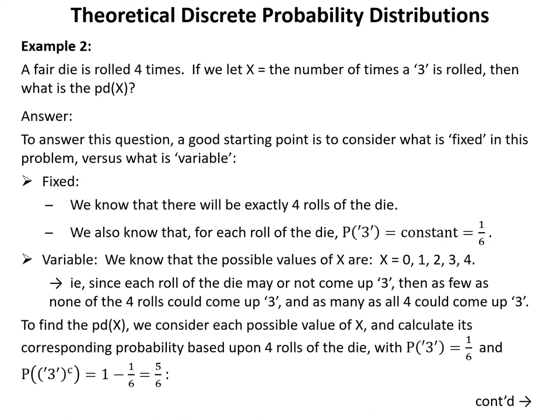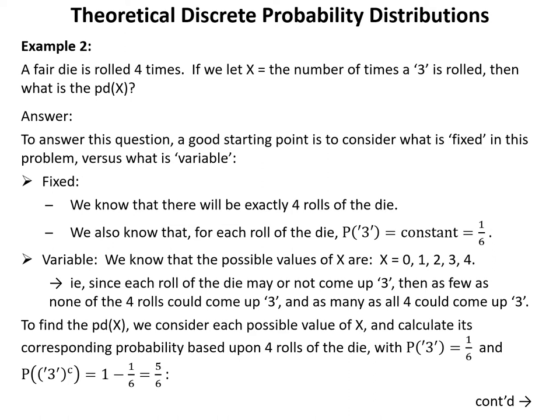And we also know that each time we roll the die, the probability of getting a 3, since it's a fair die, is constant, and it equals 1/6. So what's variable here? Well, we have the random variable x, which is the number of times that we get a 3 when we roll the die four times. And that can be any value from 0 through 4: 0, 1, 2, 3, and 4.